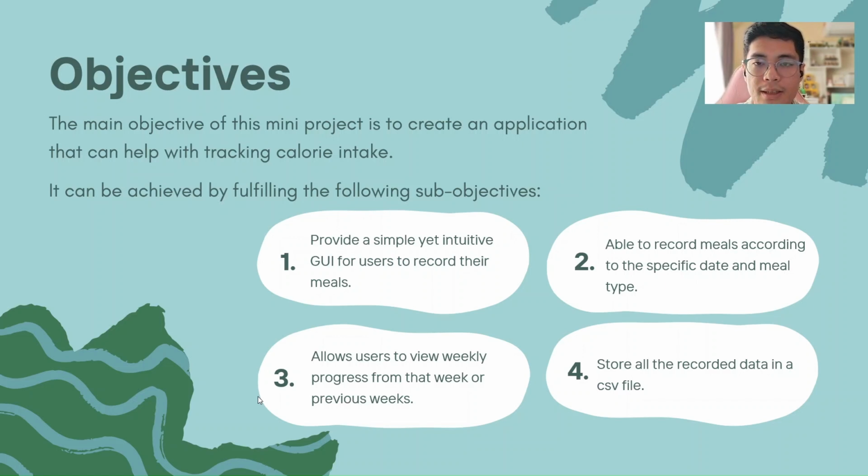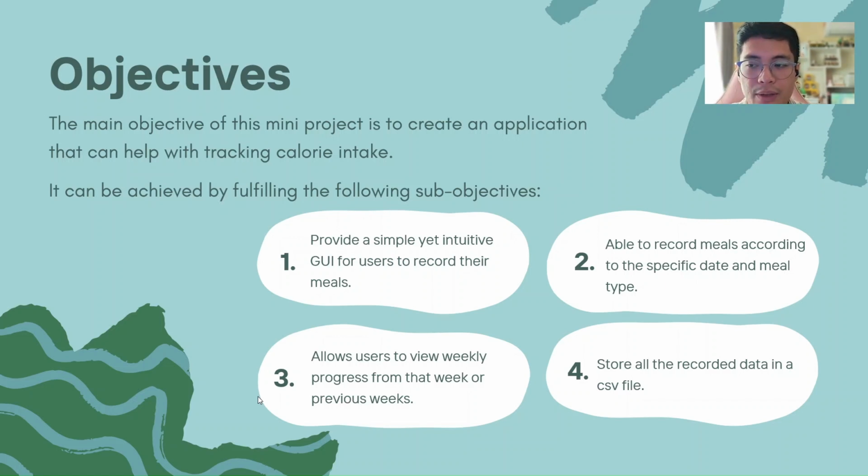And secondly, it's able to record meals according to the specific date and also meal type. So meaning that users can just choose a specific date and time, like meal time, which is like breakfast, lunch, dinner, supper, snack time. And third, it allows users to view their weekly progress.